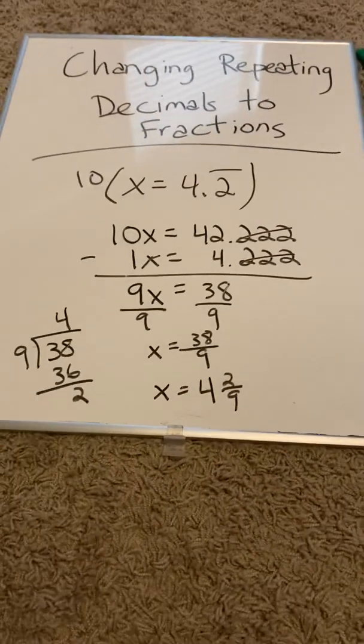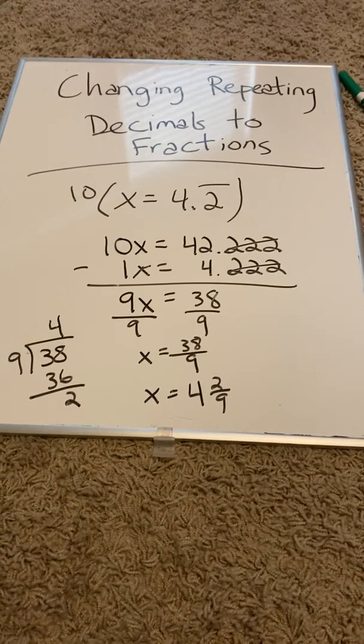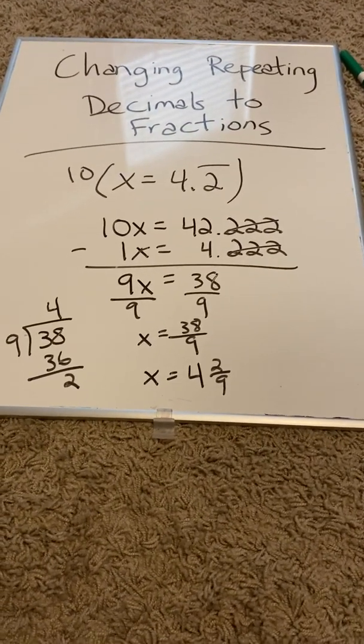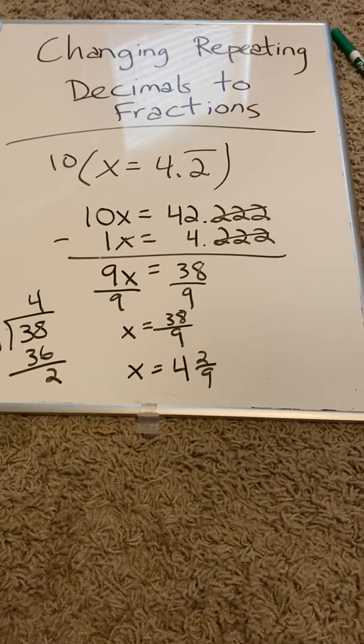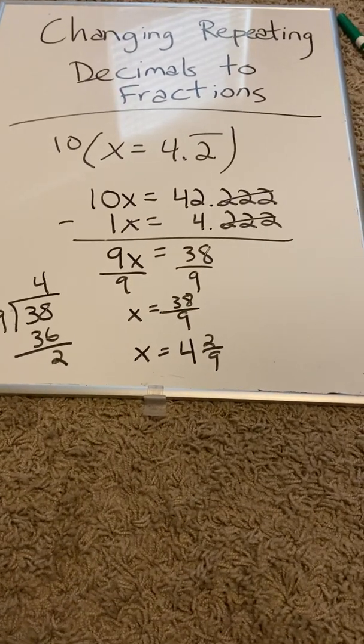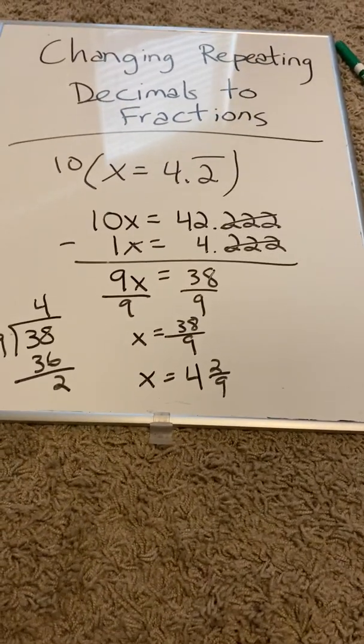And that's how you change repeating decimals to fractions. Because we can change a repeating decimal to a fraction, that means it's a rational number. Any number that can be written as a fraction is a rational number.